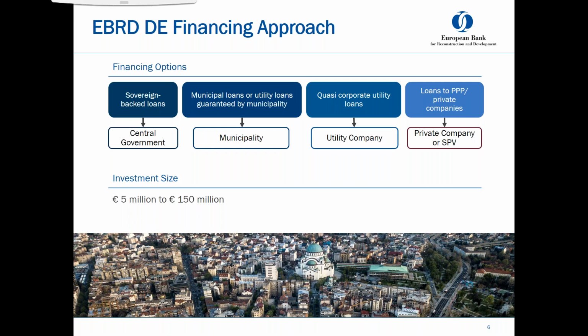We can also take an equity stake in, for instance, a privatization or a newly created subsidiary, where we would invest alongside other investors with an eye that the bank would like to exit that investment at a time when their objectives have been met. And we have a fairly broad range of sizes that we could finance. In my time at the bank, I've worked on projects in size from 5 million to 150 million euro.